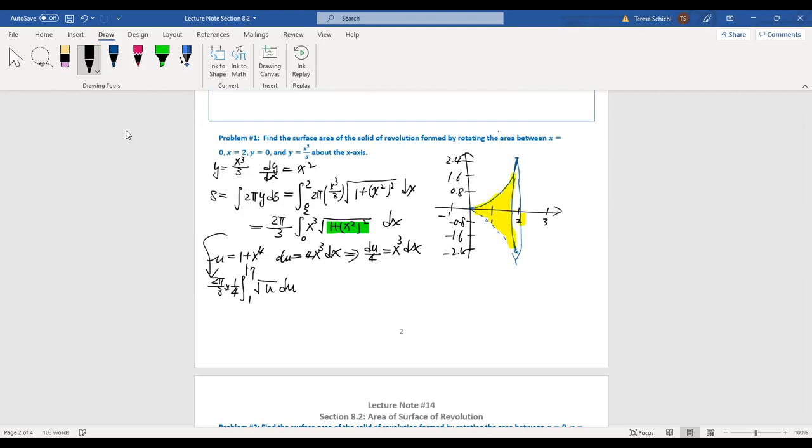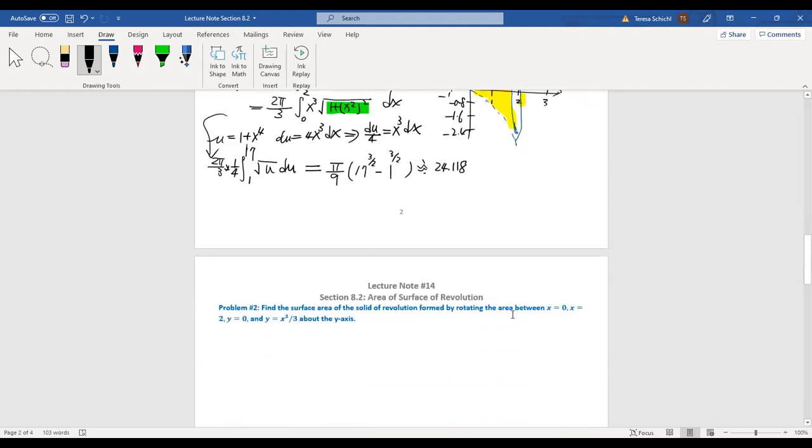The limits are 1 to 17. So this one will become a pretty simple integration. So the final answer for this one will be pi over 9 times 17 to the 3/2 minus 1 to the 3/2. So it's approximately equal to 24.118. Okay. All right.